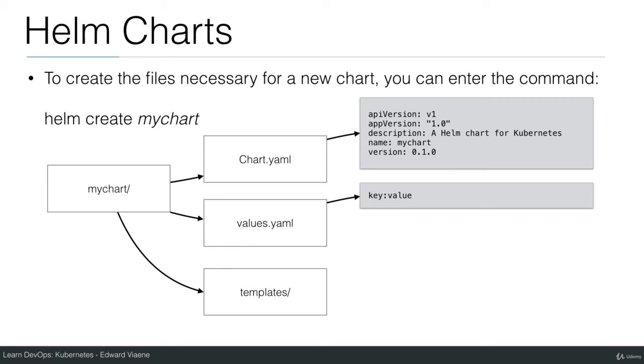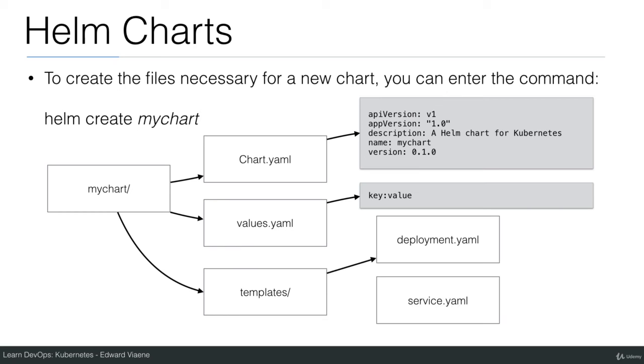So then let's have a look at the templates folder. In the templates folder, you will find things like deployment.yaml, service.yaml, and those are the files that you are familiar with. These are the Kubernetes YAML files, but you can use variables in them. You can use a templating mechanism to create dynamic YAML files. And then Helm will interpret these, and then when you do helm install, it will install these YAML files.